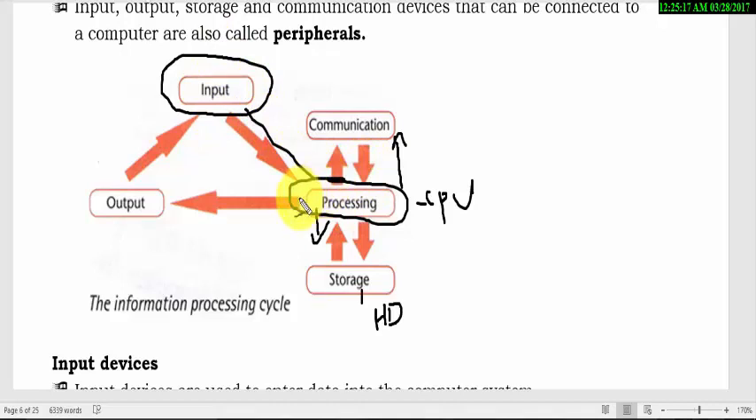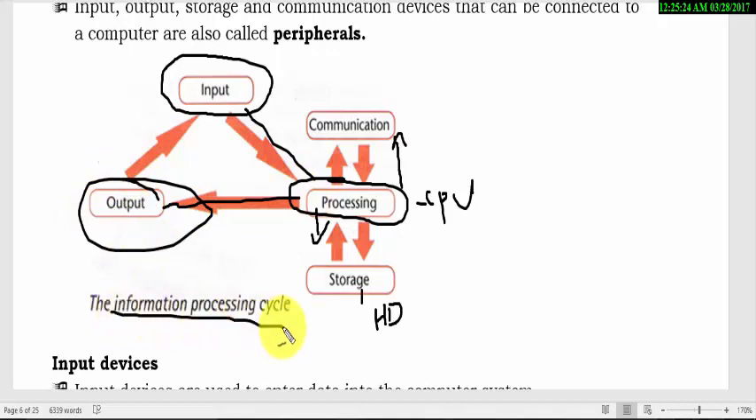When it is processed, we can see what we are doing. This is what we call the information processing cycle. We need to understand as students that input means entering data into the computer. When we enter data into the computer, it is processed.